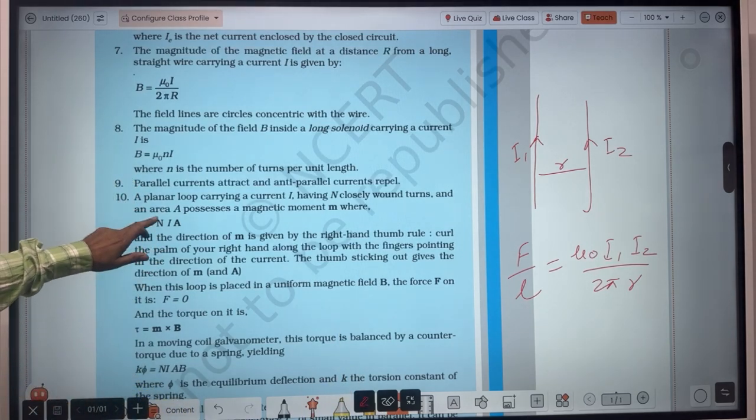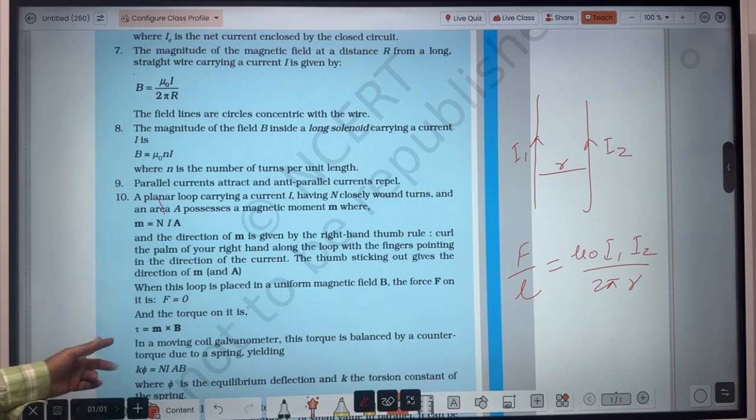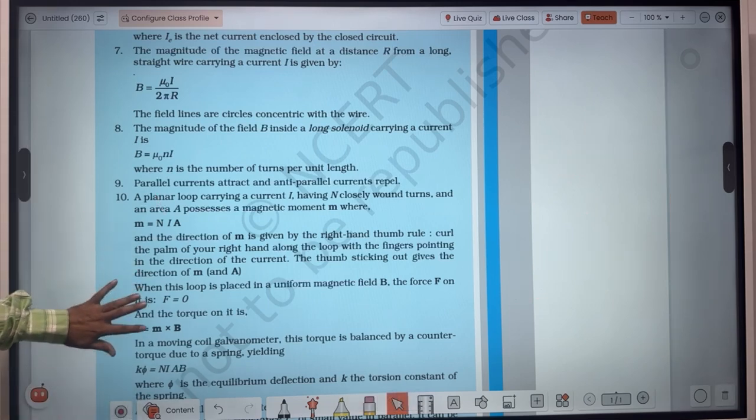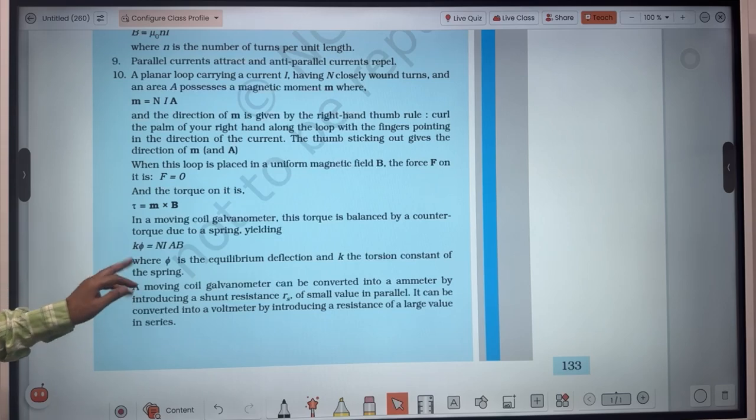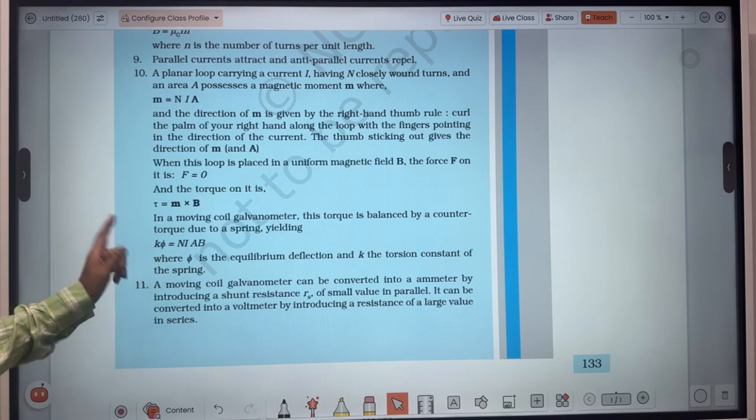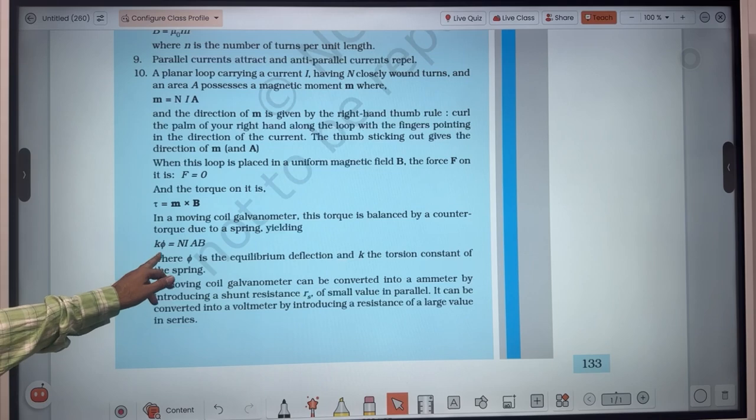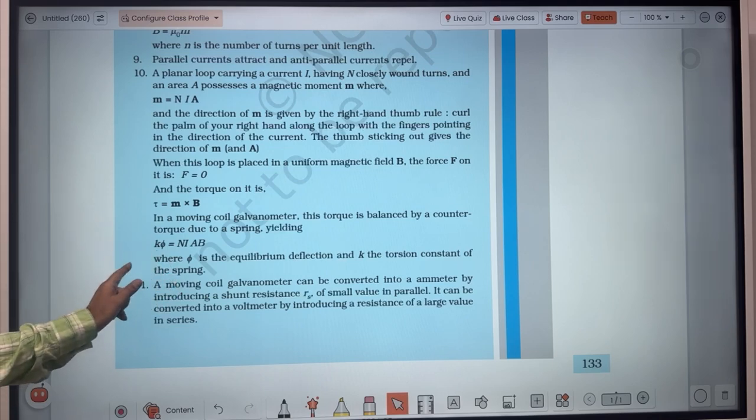Then comes magnetic moment. If a single turn is there, in that case M equal to I A. If there are N turns, then it will be N I A, and then we can find the torque, M into B, and if theta is given, then we can easily evaluate. Then we have studied the moving coil galvanometer, in which the torque will be equal to the restoring torque when there is a twist in the spring. So you can read it again, and K is called the torsion constant. So that you have to memorize, and then you can easily evaluate.